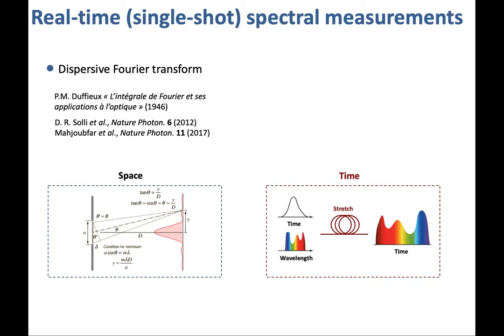So you can apply the same kind of principle to obtain single shot spectral measurements. And the only thing that you need to do is to replace diffraction by dispersion. That means injecting the waveform corresponding to the single shot spectra that you want to measure into a highly dispersive fiber. And what you will measure at the output of the dispersive fiber is the Fourier transform of what you injected in. That means the spectra.